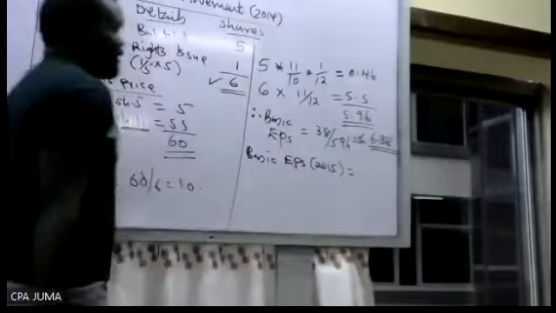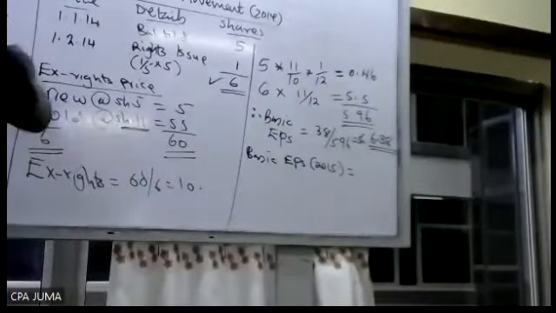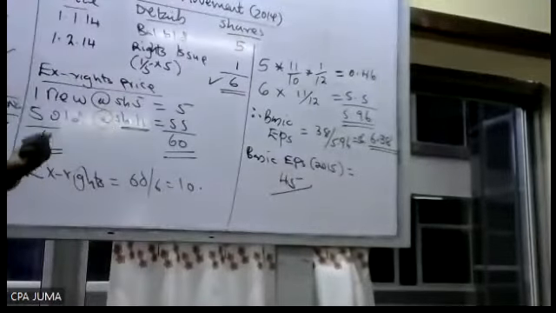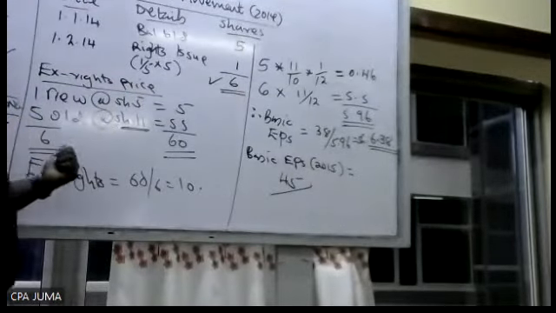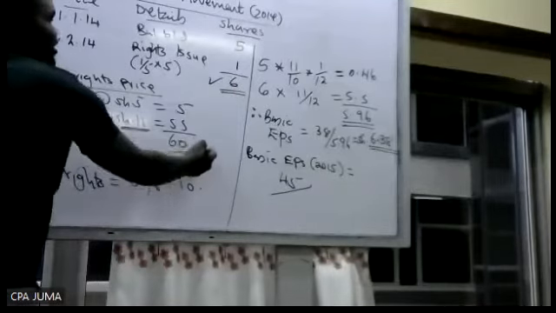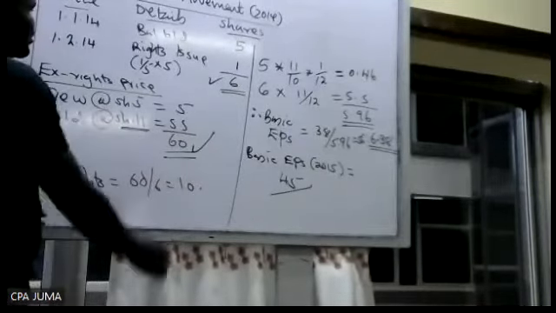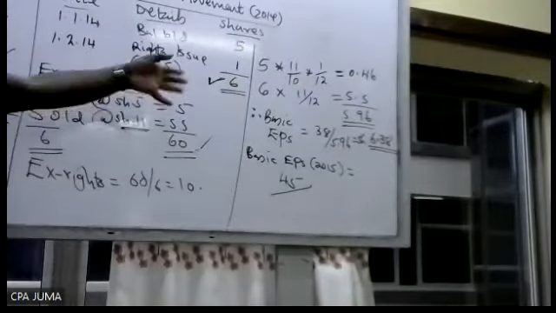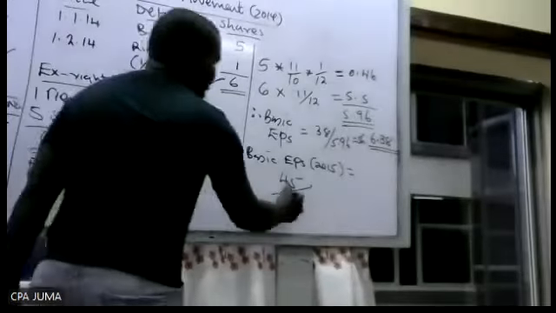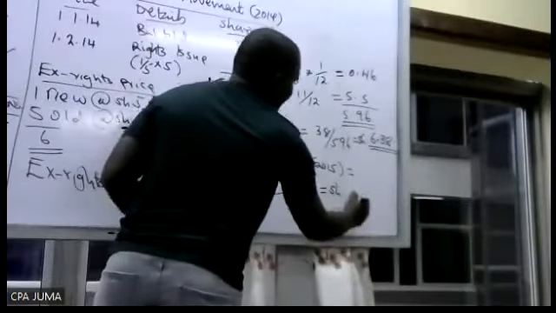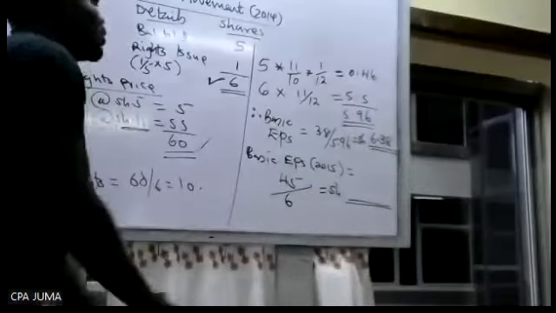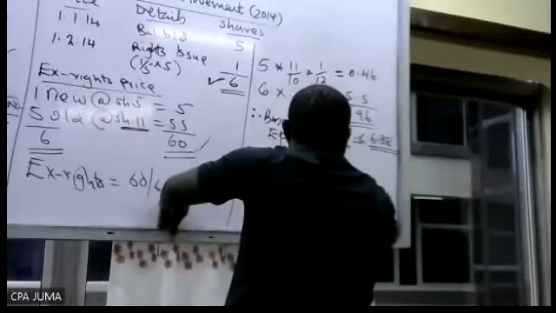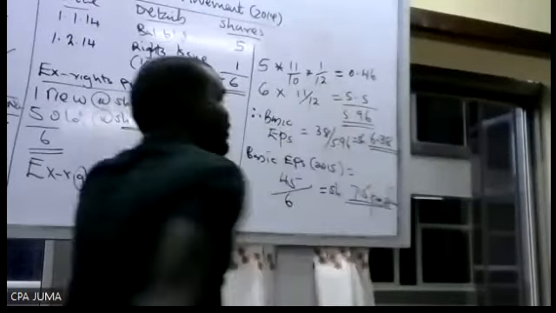So basic EPS for 2015: what is the profit for 2015? 45. Then just take the shares we closed with in 2014. We closed with 6, so 6 multiplied by 12 over 12 remains 6. How much per share? 7.5 per share.